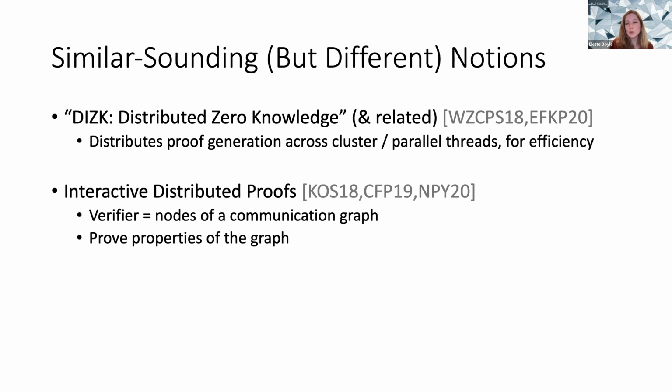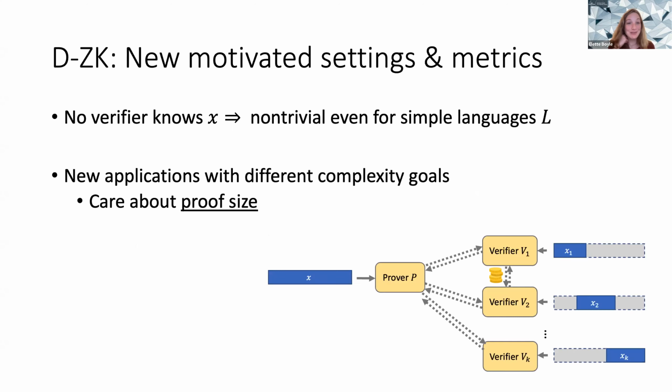And another notion, which also considers a split verifier, is this line of work relating to interactive distributed proofs. That is also quite an interesting line of work, but in their model, it's a bit of a different setting. The verifiers are on some sort of communication graph, and the statement that the prover is proving relates to properties of the graph. So it's a little bit more of a targeted thing, and it's a bit different from what we're talking about. Okay, so back to what we are talking about. Again, DZK, this is zero knowledge on distributed data.